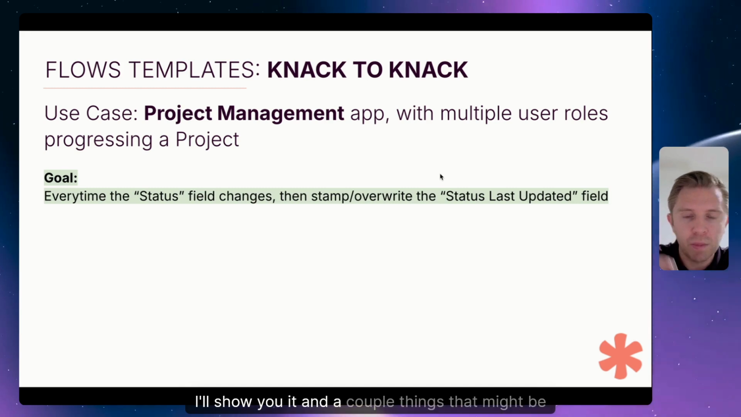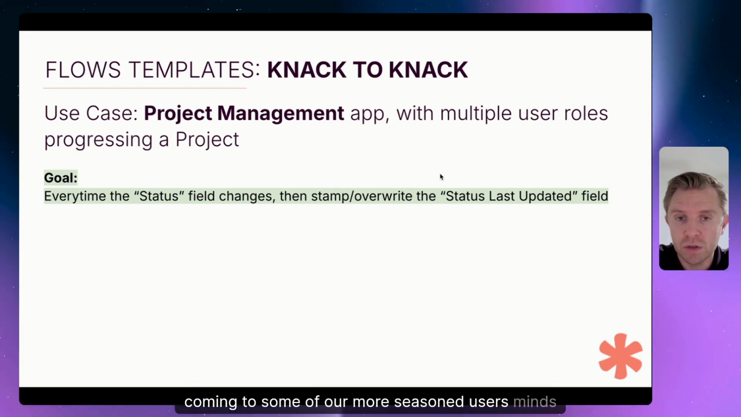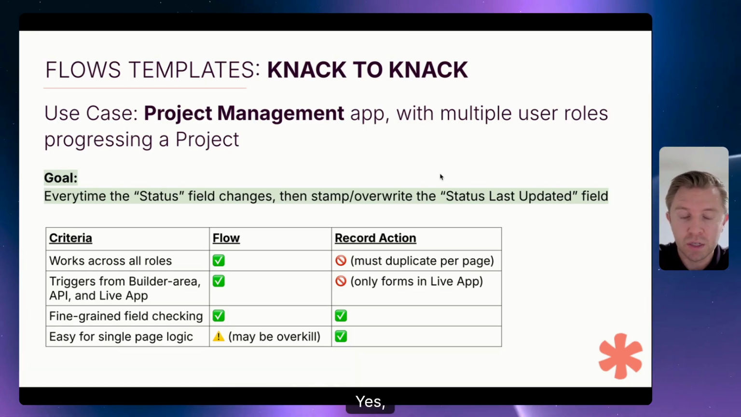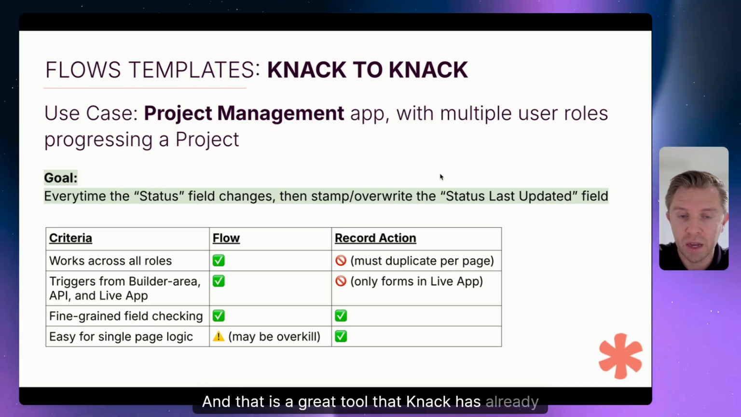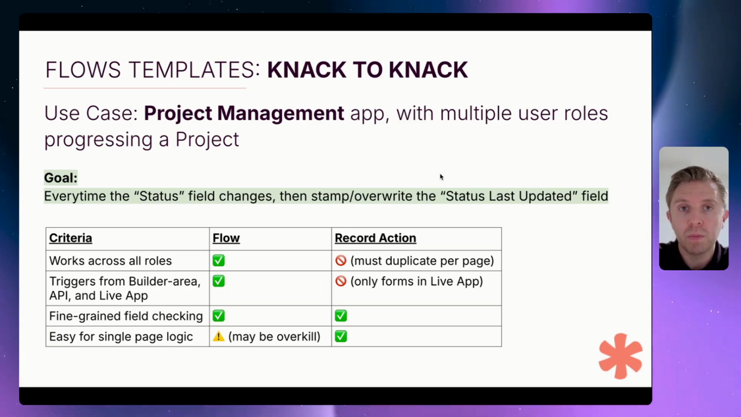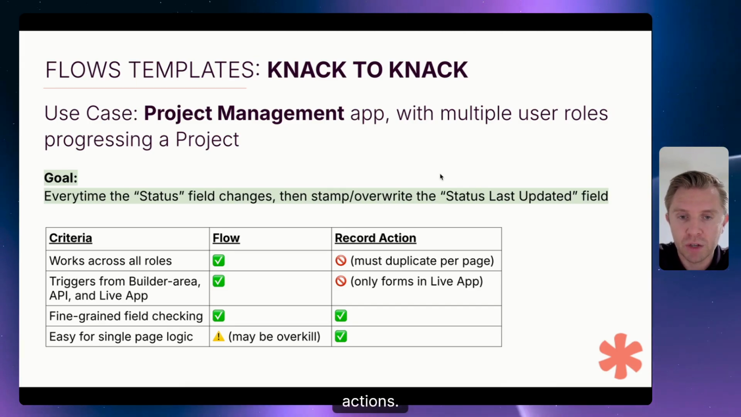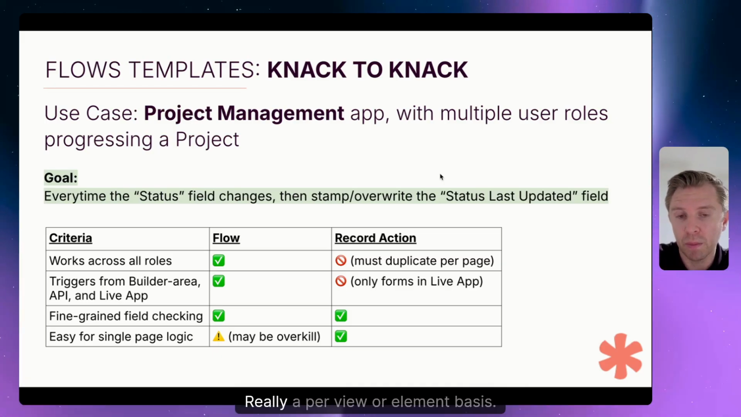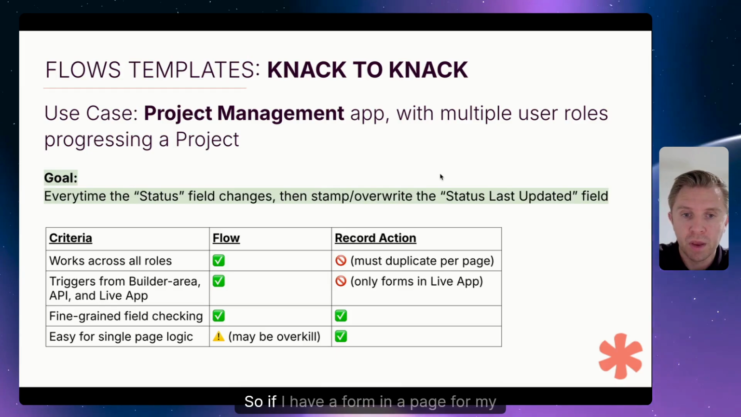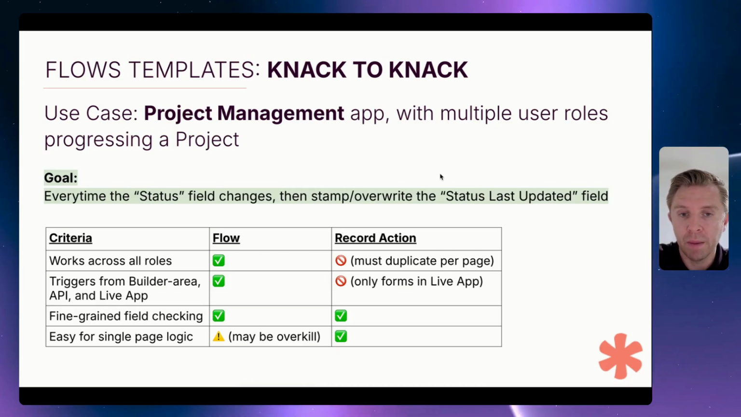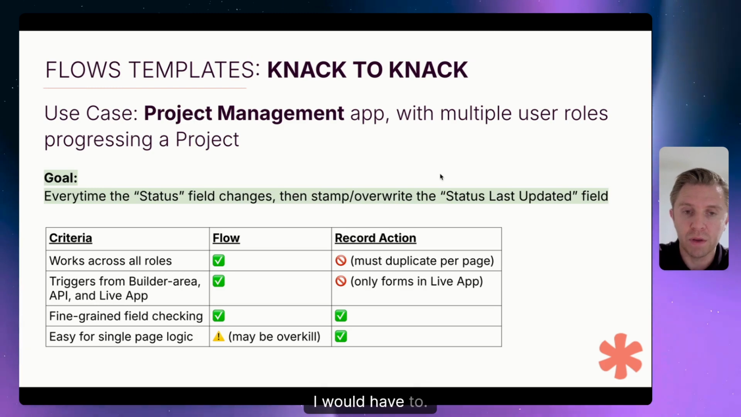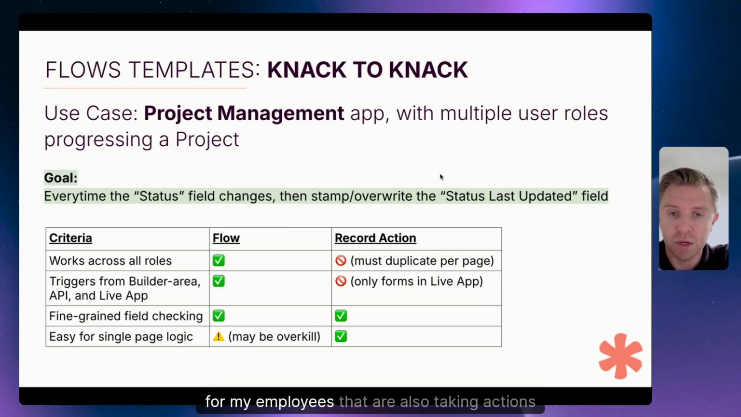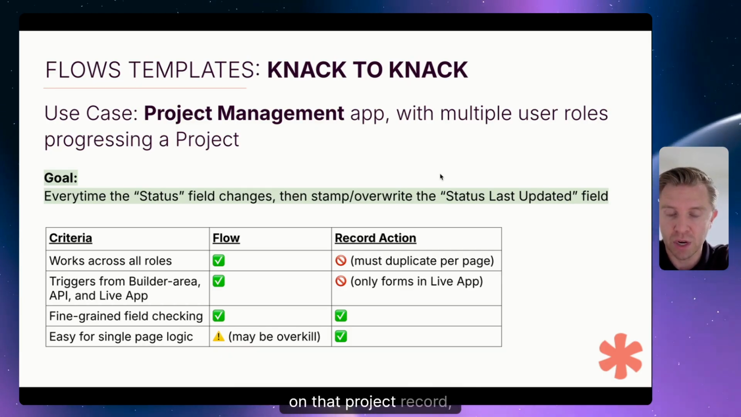I'll show you it. And a couple of things might be coming to some of our more seasoned users' minds right now: hey, I can do that already with a record action. Yes, you definitely can. And that is a great tool that Knack already has available. A couple pros and cons, though, about Flows versus record actions. Record actions, you have to apply those on a per page basis, really a per view or element basis. So if I have a form in a page for my project manager role, I would have to, and then I have other pages for my customers, for my admins, for my employees that are also taking actions on that project record.